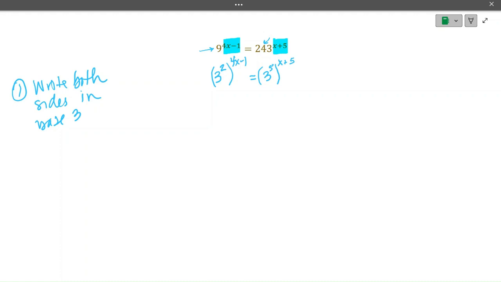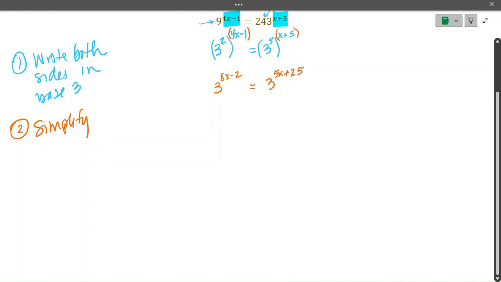The next thing we're going to do is simplify by using the power on power property. So what that says is when I have a power raised to another power, I multiply them. Here's the catch though. This is a binomial. That 2 gets distributed to each of these terms, as does this 5. So this becomes 3 to the power of 8x minus 2 equals 3 to the power of 5x plus 25. All right, not too bad.